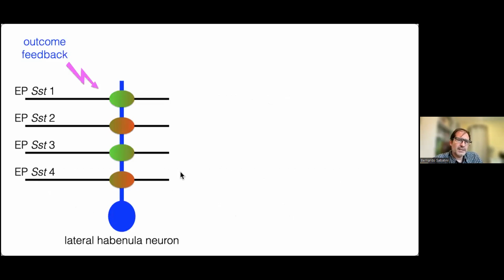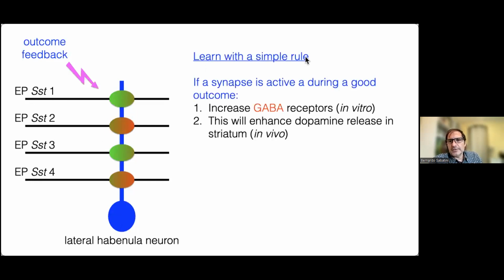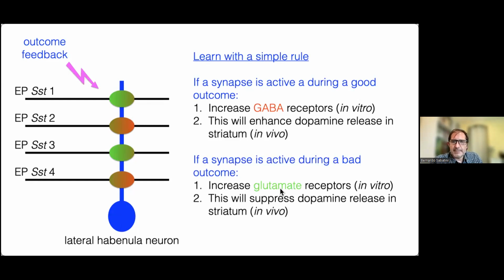So seen in a different way, we can think of all of the synapses between a somatostatin neuron of the EP and a habenula neuron as ranging from purely GABAergic to purely glutamatergic, and they're shaped by the following learning rule. If a synapse is active when something good happens, then increase the GABA receptors in that synapse. And we can measure that in vitro with whole cell physiology, as I showed you. And this should enhance dopamine release, which we should measure in vivo with dLight. On the other hand, if a synapse is active when something bad happens, then increase glutamate receptors, which again we can measure in vitro, and this should suppress dopamine signaling, which we can measure in vivo.